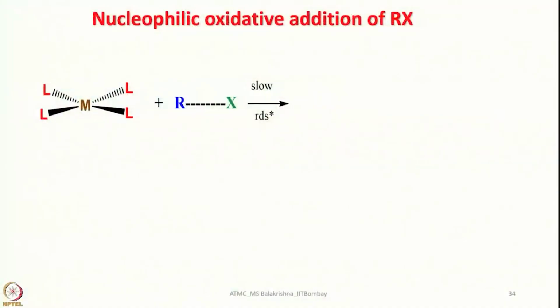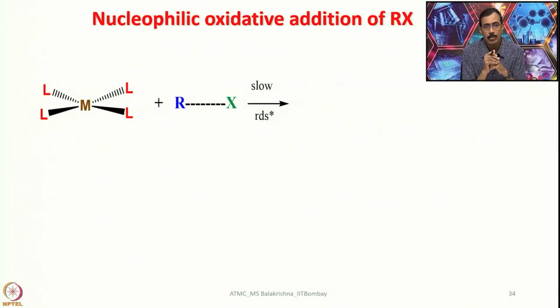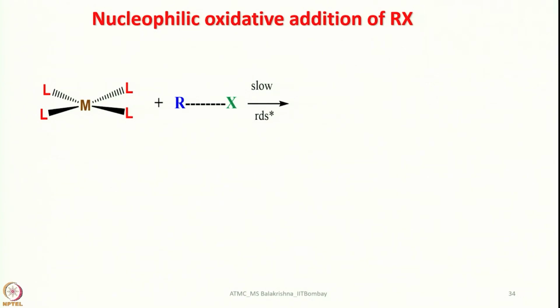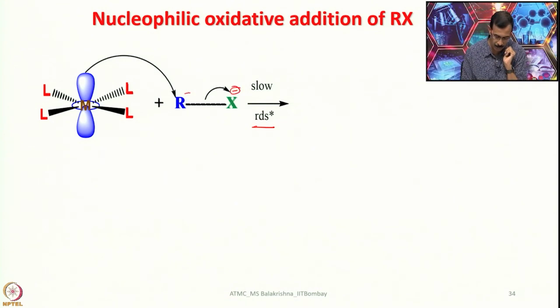At the end of this you will know why we call this nucleophilic oxidative addition. Here I am considering a square planar complex and now RX is brought. The RX bond is polarized, so we have R plus and X minus, and addition of RX to the square planar complex is a slow step and also the rate determining step. Once the bond is polarized, the electron density moves.